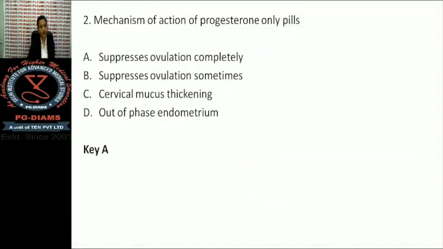Now your question says the mechanism of action of progesterone only pills is all except. Okay, I didn't write except here. The question is, are all except: suppression of ovulation, completely suppression of ovulation sometimes. Even if you didn't know anything about the topic, these two options are contradictory. So one of them has to be the answer.